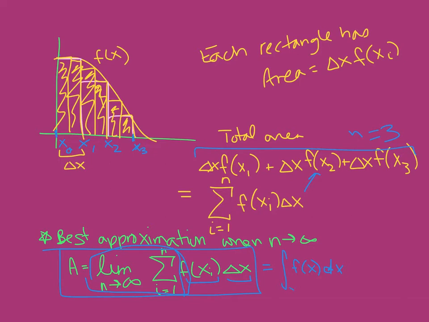And actually the a and the b: the a is going to be equal to the starting point, in this case x0. The b is equal to the ending point, in this case x3, which is going to be like our x sub n. This is going to be our x sub 0.